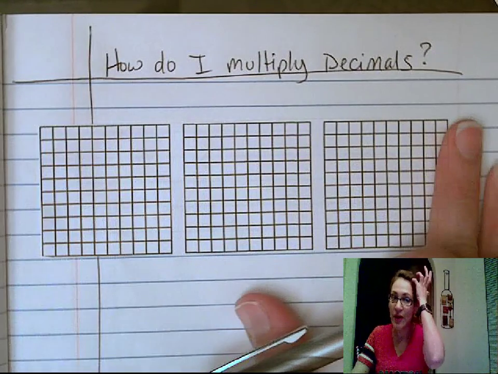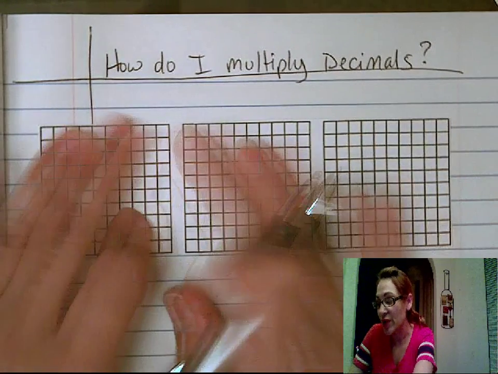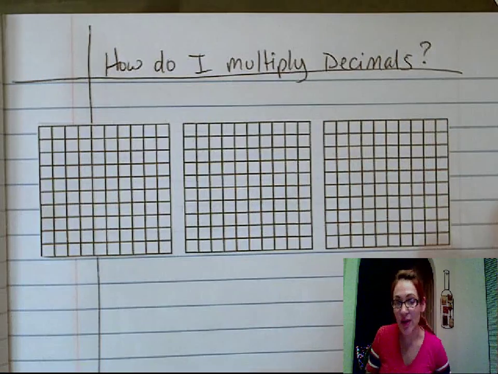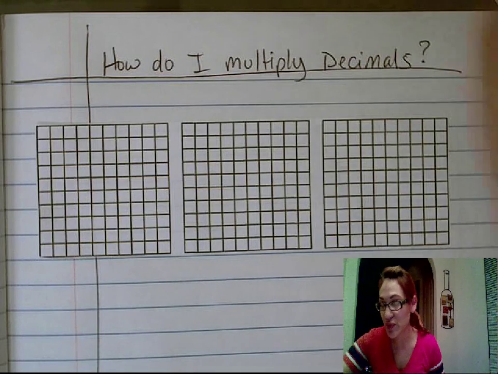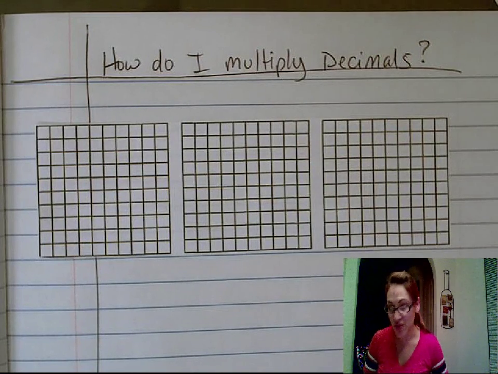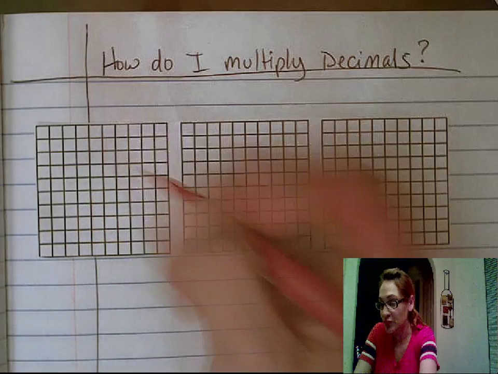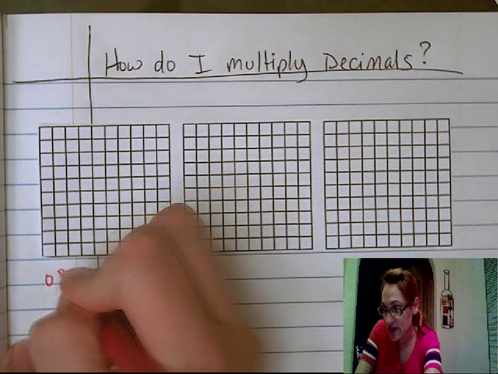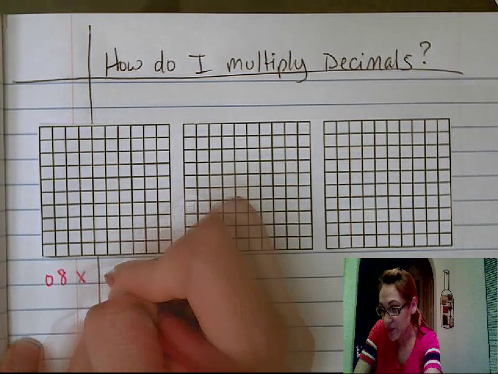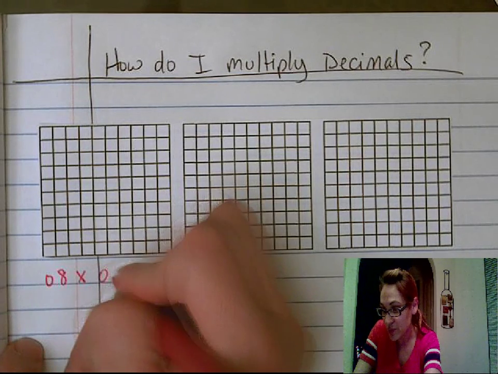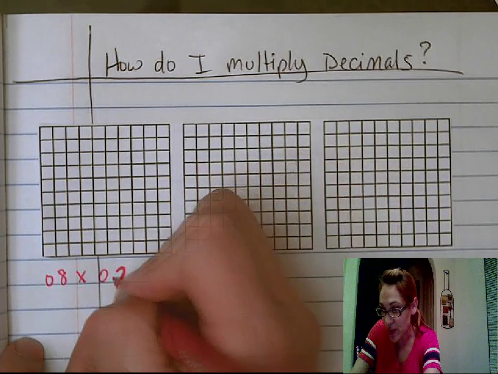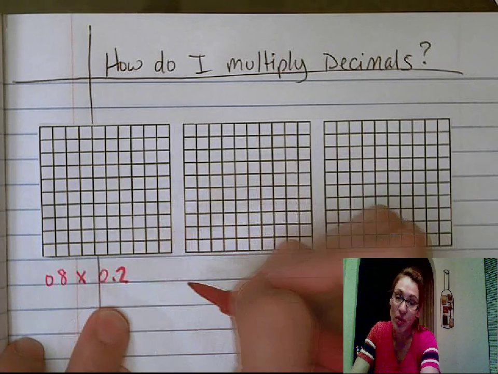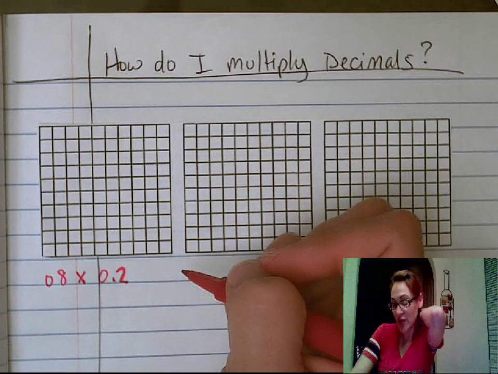Okay, that's glued down. Now, we're going to take a look at how we would multiply decimals using a hundreds grid. And if you have a colored pencil, you can use a colored pencil. You just need one color. So we're going to take a look at, first of all, the problem 8/10 multiplied by 2/10. So we can find the product of that. And remember, product is your answer to a multiplication problem.